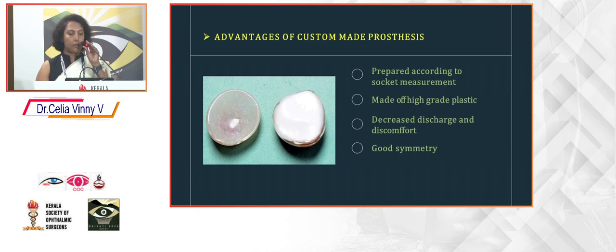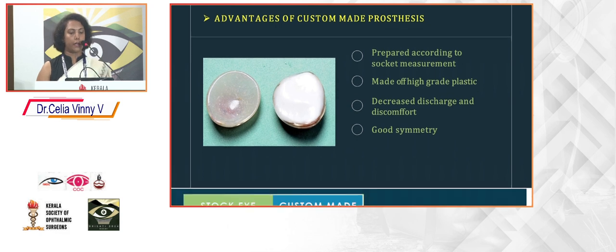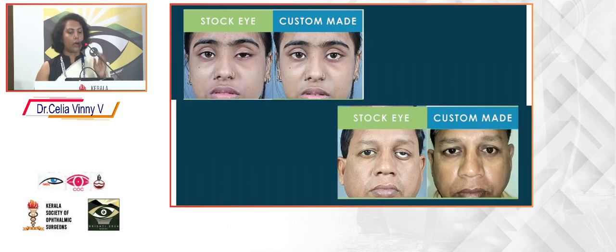Let's see what the advantages of a custom-made prosthesis are over stock eyes or ready-made eyes. This is absolutely prepared according to the socket measurement and made of good grade plastic, PMMA. It will decrease the discharge and discomfort and give good symmetry with the other eye. You can see the difference between the stock eyes and the customized one.